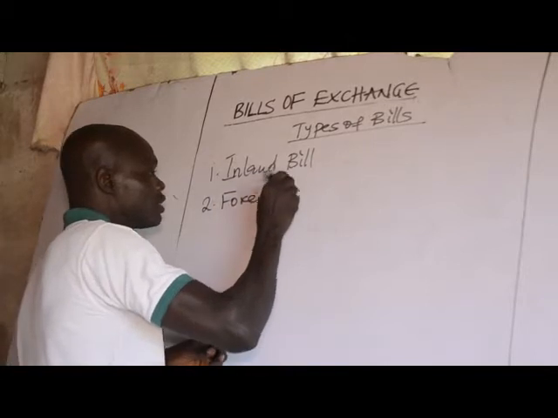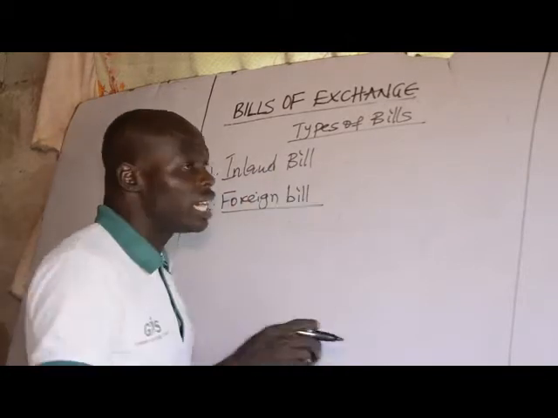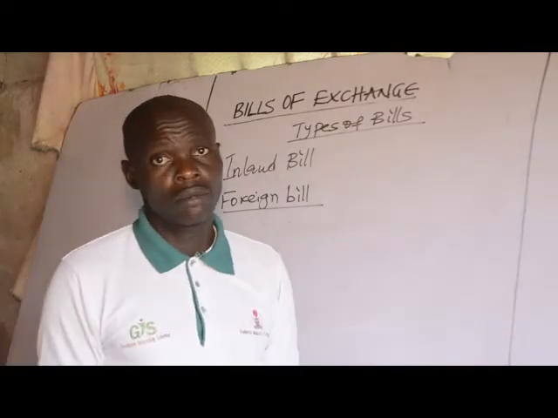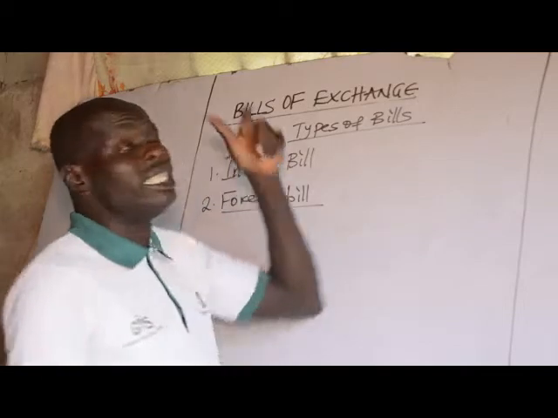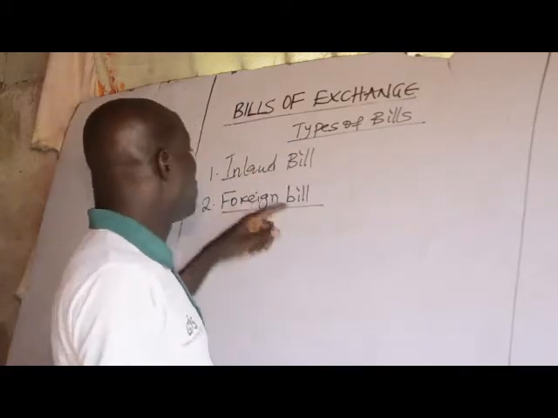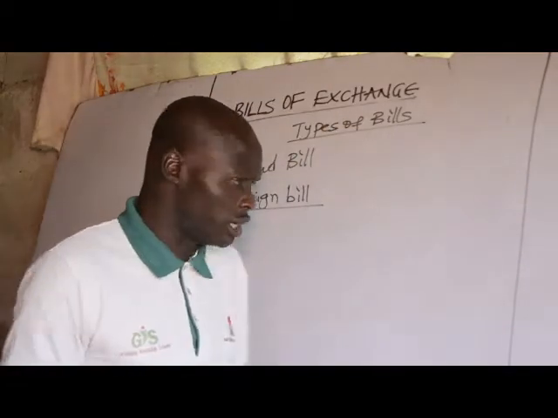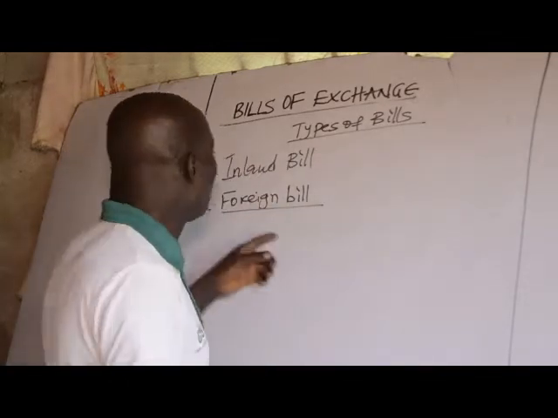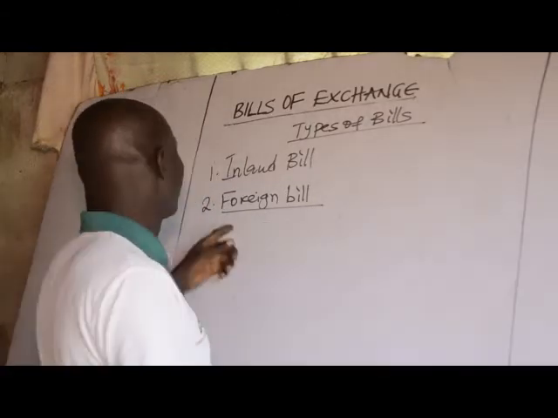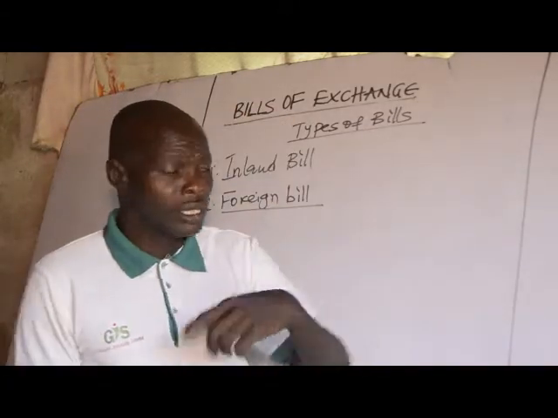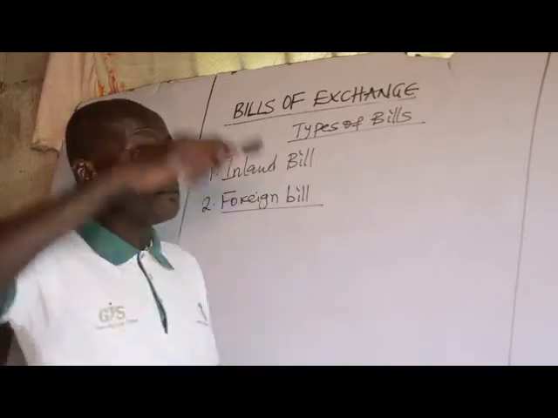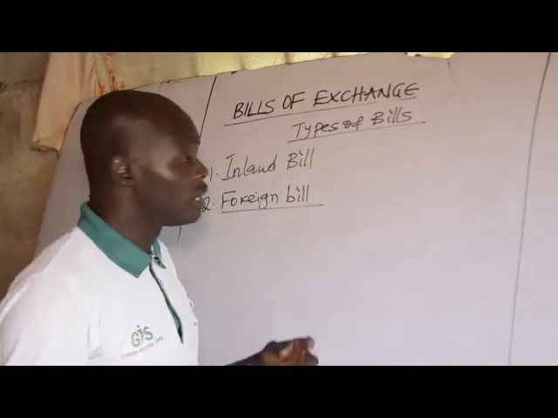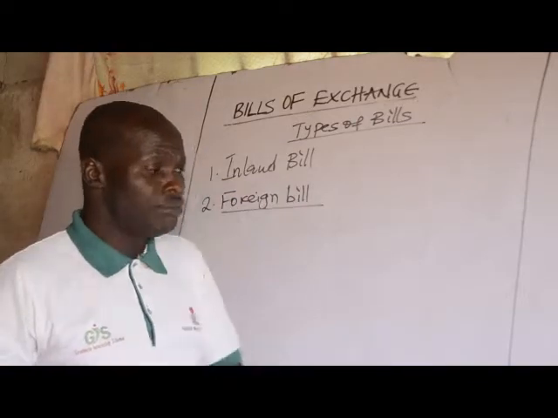Foreign bills. A foreign bill is a bill of exchange drawn in a country and payable in another country. If a bill of exchange is drawn in Nigeria and it is payable in UK, such bill is said to be a foreign bill. If it is drawn in Nigeria and payable in Ghana, such bill is said to be a foreign bill.